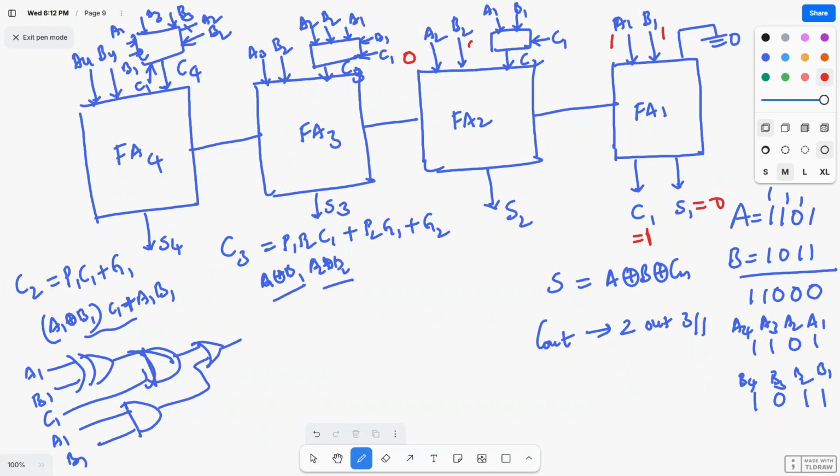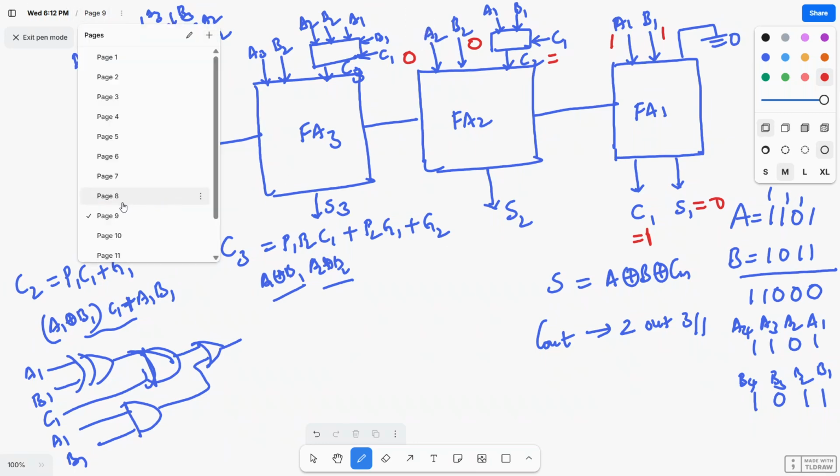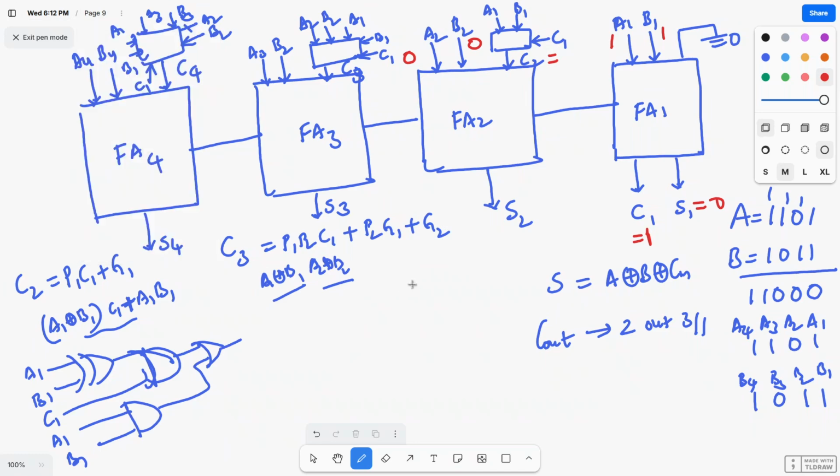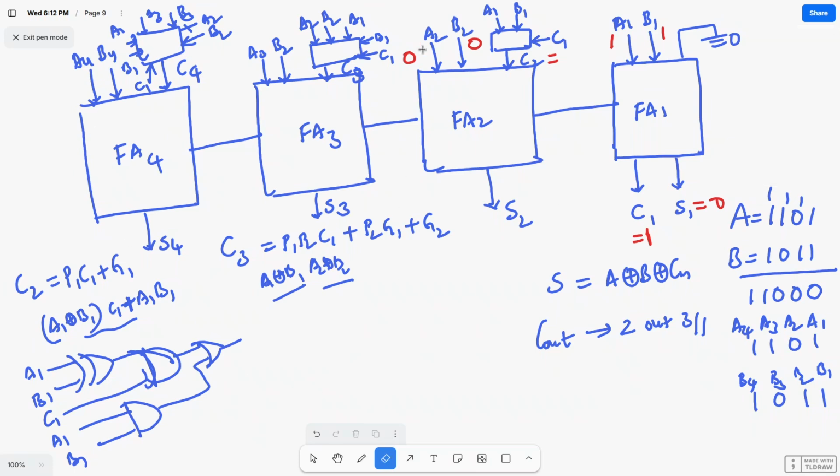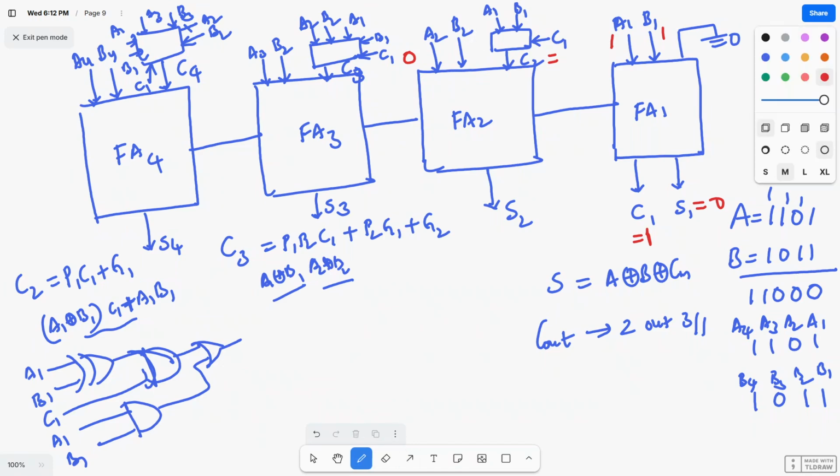A2 B2 is equal to 0. And previously C2 you got from the previous equation. How much did you get? Previously we have seen C2 equal to 1. B2 is 1. What is C2? 1. Previously you got C2 equal to 1.